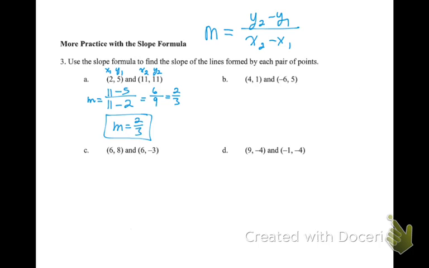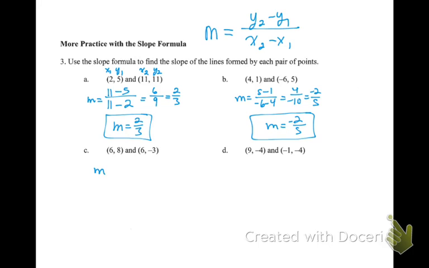Okay, so for letter B, it's going to be 5 minus 1 over negative 6 minus 4, which gives me 4 over negative 10, which reduces down to negative 2/5. Typically the negative sign will go in the front or on the top. So if it's in the bottom, just move it to the top, or move it to the front, and you'll be fine. So negative 2/5 for letter B.